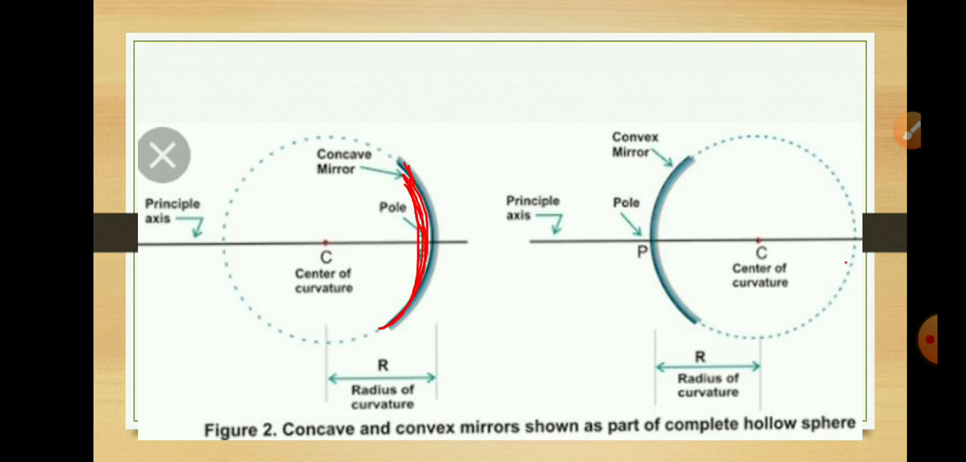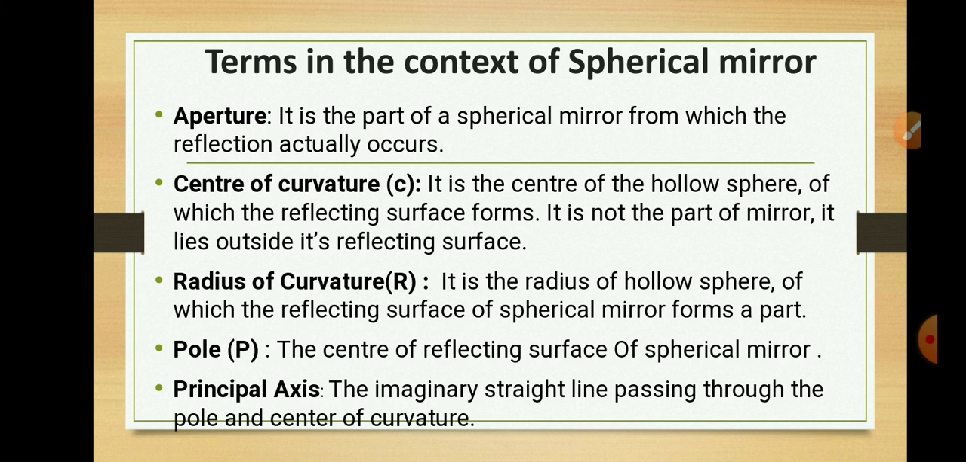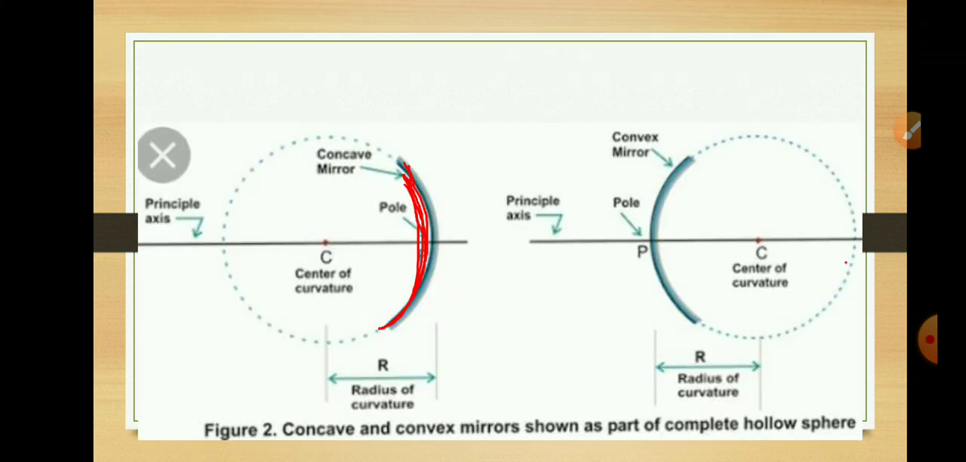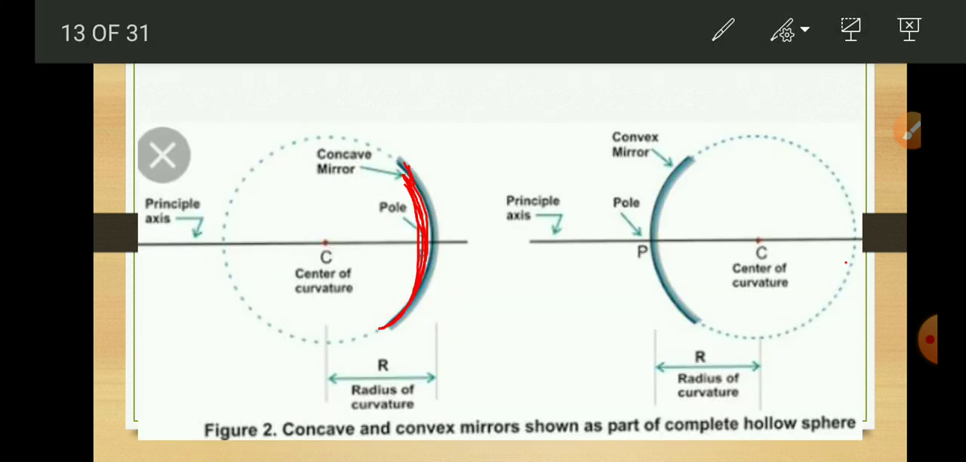Another term is center of curvature. It is the center of the hollow sphere of which the reflecting surface forms a part. Here we can see, just now we discussed how a spherical mirror is formed from a big hollow sphere, and the center of that big hollow sphere is called the center of curvature. Here you can see the center of curvature of the concave mirror and the convex mirror also.